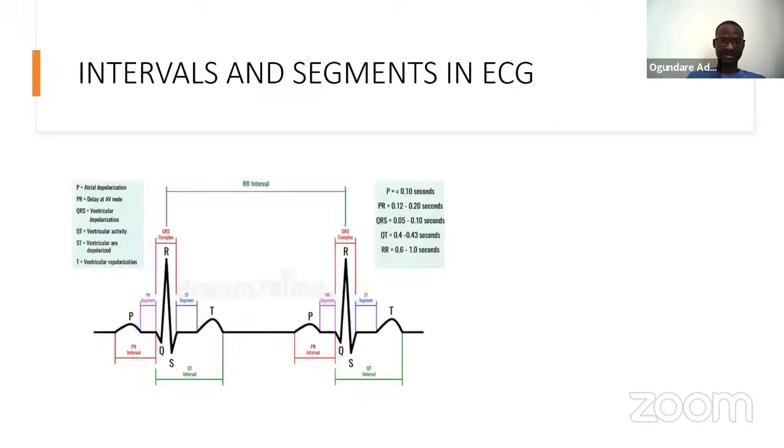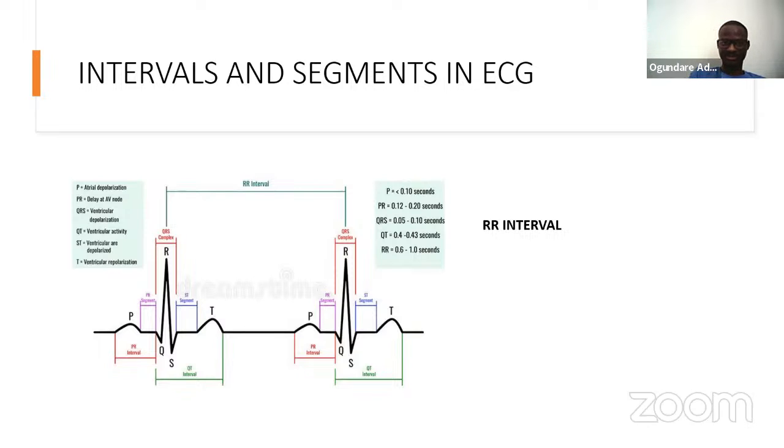So the next interval I'll be talking to us about is the RR interval. Okay, this is quite as simple as ABC as well. Just from the nomenclature, you can start processing what it actually means. RR interval, that's just the distance between an R wave and another R wave, or two consecutive R waves.